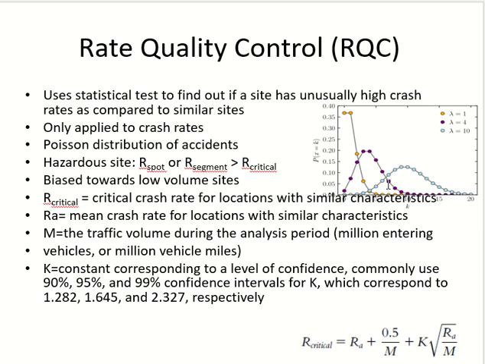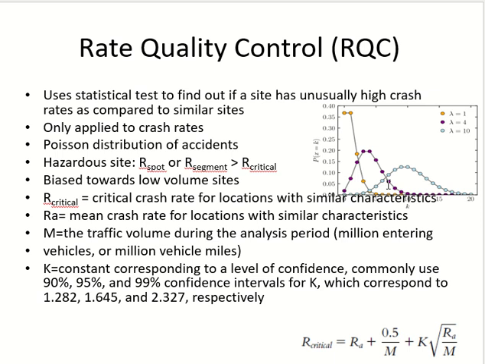So the problem is, how do we calculate the critical rate? This is the method to calculate the critical rate. RA means average rate. M is the traffic volume during the analysis period in millions, 10 to the power 6, like we are using for the rate. Million means 10 to the power 6.